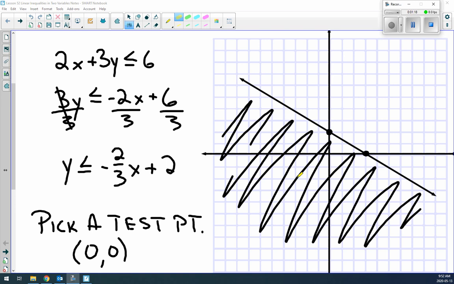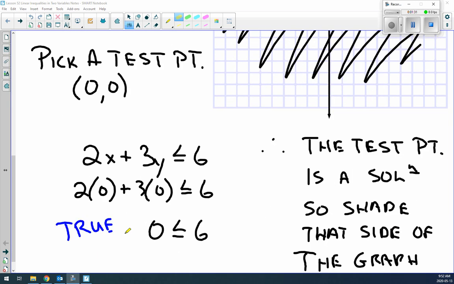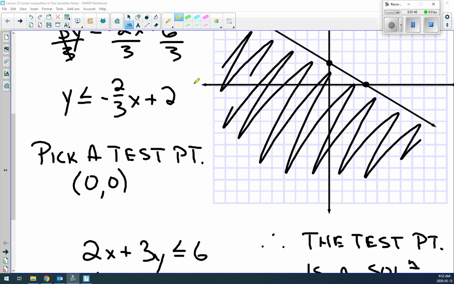Now pick a test point. This is the easiest way to figure out shading. If the line is not going through the origin, pick the origin as your test point. Pick a simple point, so pick 0, 0. We plug it into the equation: 2x plus 3y less than or equal to 6. We plug in 0 and end up with 0 less than or equal to 6. Is that true? Well, of course it is. So the test point is part of the solution, and we shade on this side.